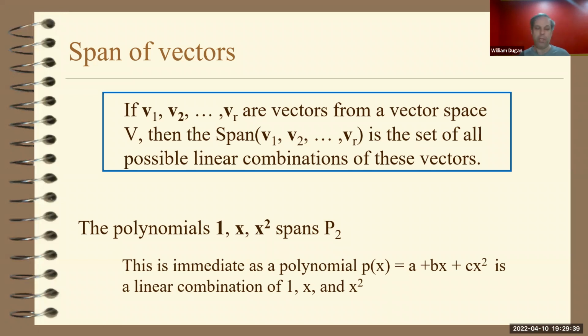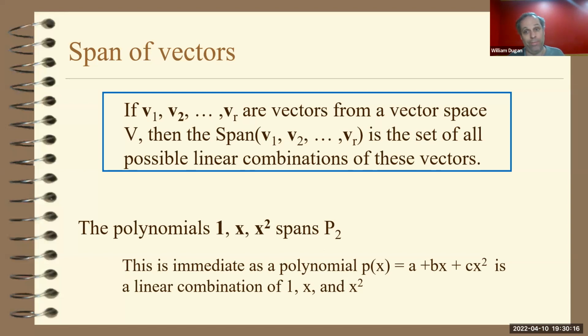So the span, if you give me a bunch of vectors in the vector space, then the span of those vectors is the set of all possible linear combinations of those vectors. Notice that pretty much by definition, if you look at P2, the set of all polynomials of degree 2 or less, that is spanned by the vectors 1, x, and x squared. Because it's immediate that every polynomial that's degree 2 or less is written as a plus bx plus cx squared. And that literally is a generic linear combination of the vectors 1, x, and x squared. So at least it's spanned by those things.